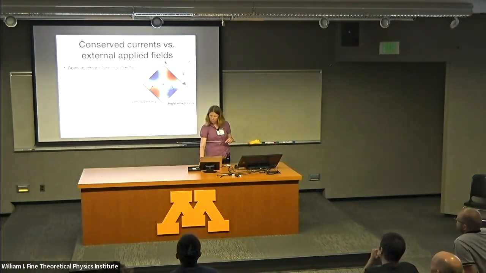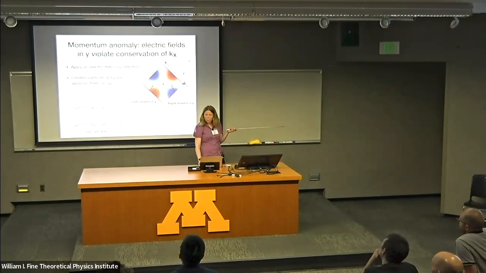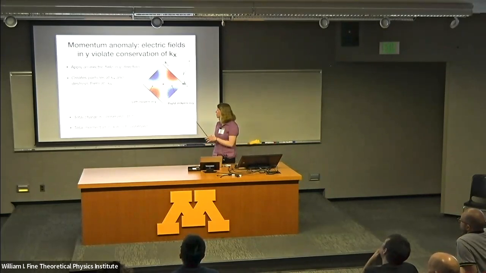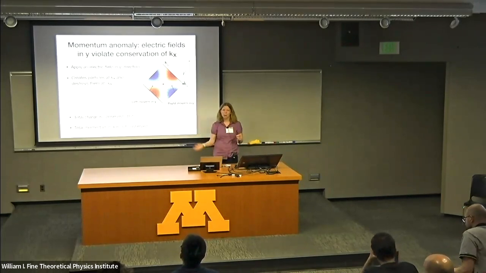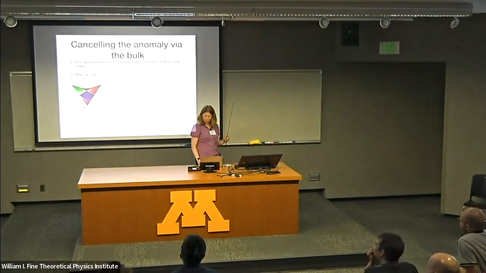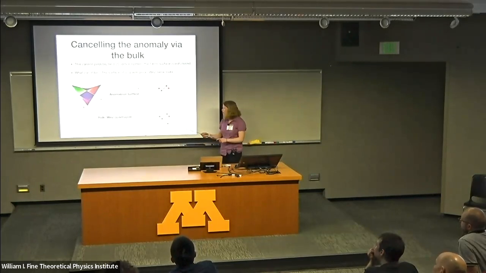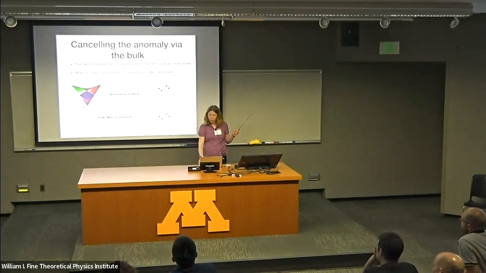But what you can see is that if you apply an electric field, so these are right movers in the y direction, left movers in the y direction. If I apply an electric field in the y direction, this system fails to conserve momentum in the x direction. And so this is an example of a fermionic system that you might write down with this same kind of Fermi surface. There is an anomaly, and in this case, it maps onto a non-conservation of a momentum current. Can you cancel it with a bulk? Well, one way to cancel it with a bulk is to put it on the surface of what we call a Weyl semimetal. This is an interesting class of Weyl semimetal where the Weyl cones are distributed in a quadrupolar pattern.